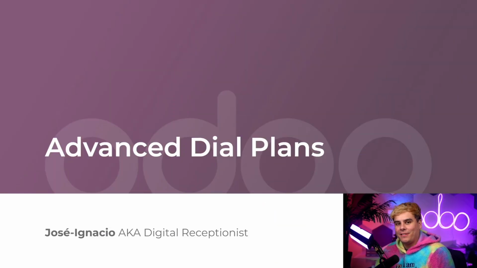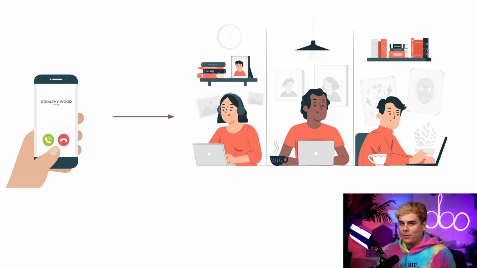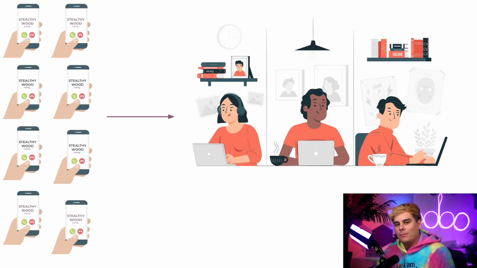Now, today here at Stealthywood, we have a lot of incoming calls every single day, but we don't want our team to answer calls 24/7. That's why we take advantage of the feature on Odoo VoIP's advanced dial plan to automate processes and set up plans for all scenarios so that our customers are never left waiting or that they get frustrated. Well, almost never. Some people can never be pleased.